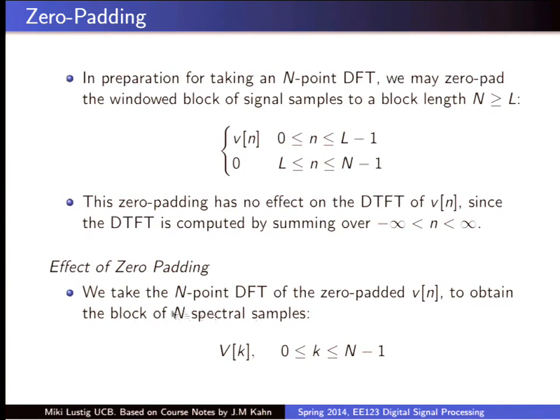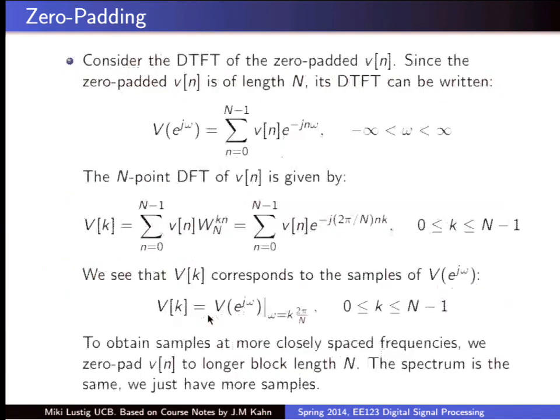So if we take an n-point DFT of a zero-padded signal to obtain the block of n spectral samples. So that's what we're going to do. And so now the question is, let's consider the DTFT of the zero-padded sequence. Since the zero-padded sequence is of length n, no matter whether it's zero-padded or not, it's still of length n. So its DTFT is not going to change.